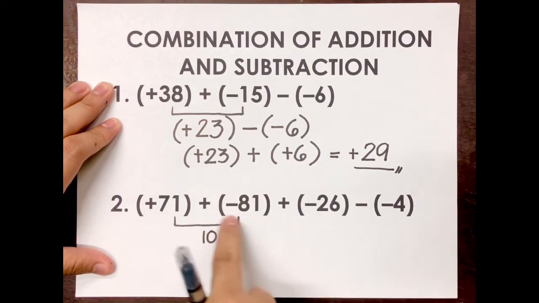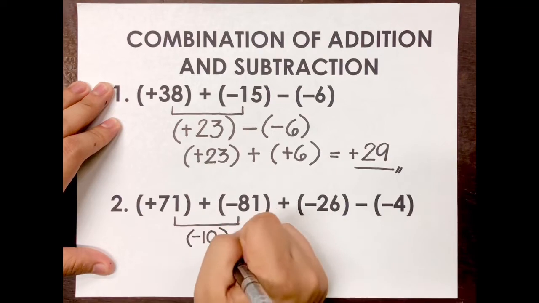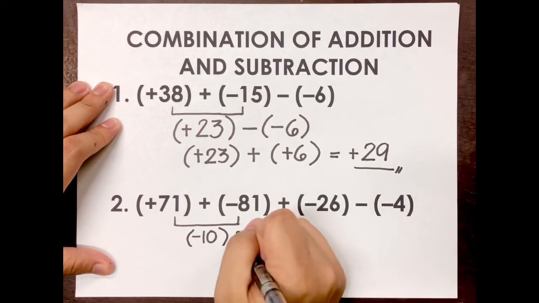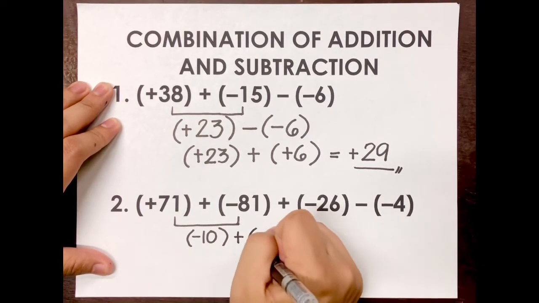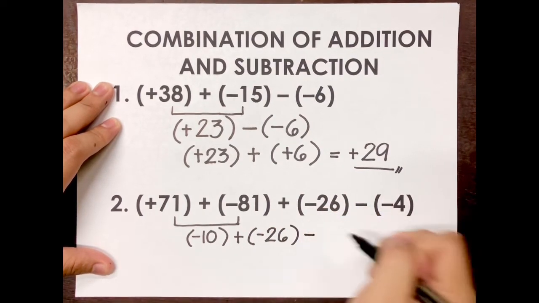81 has greater absolute value, so we adopt negative. Then we will copy the remaining parts of the problem. Plus negative 26 minus negative 4.